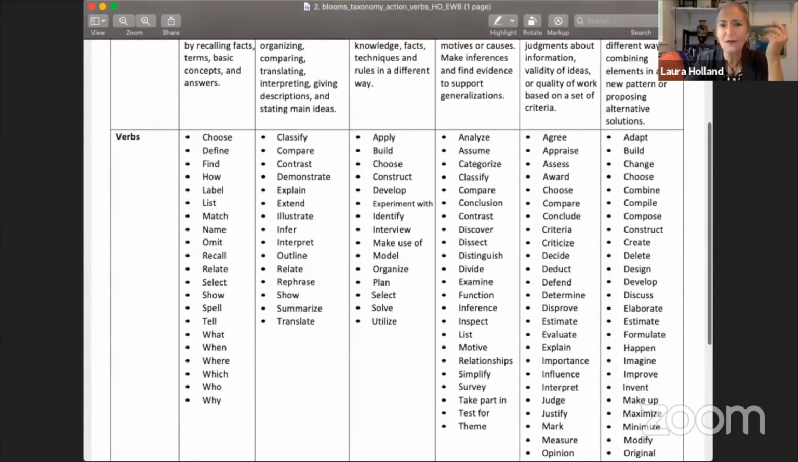So all of these verbs we should be incorporating into our planning. And when we do that, then we are able to really boost the level of critical thinking skills for our students. And we go way beyond comprehension questions.